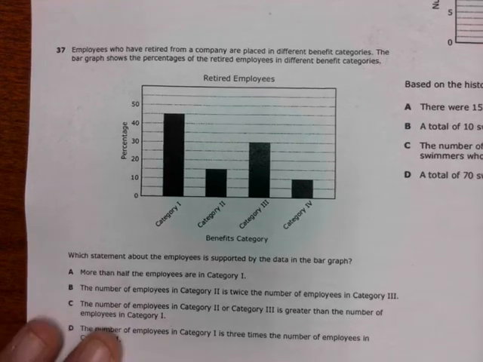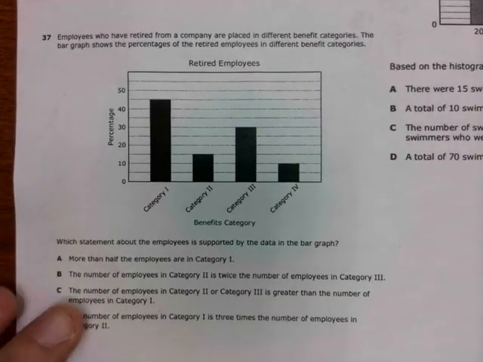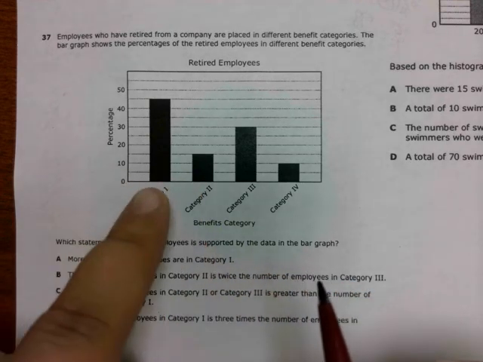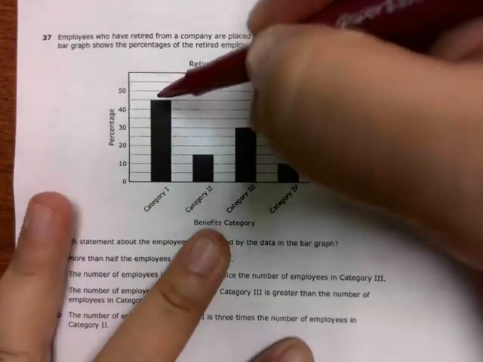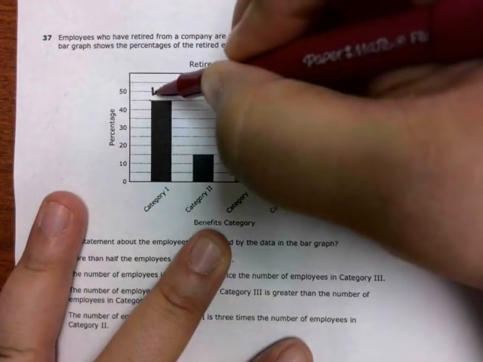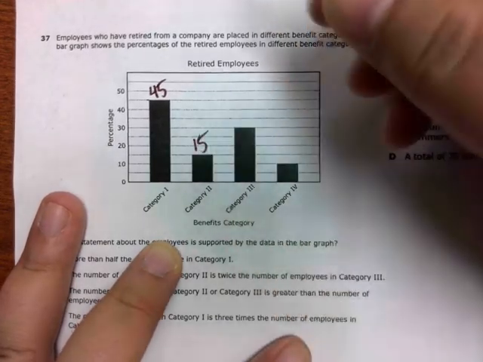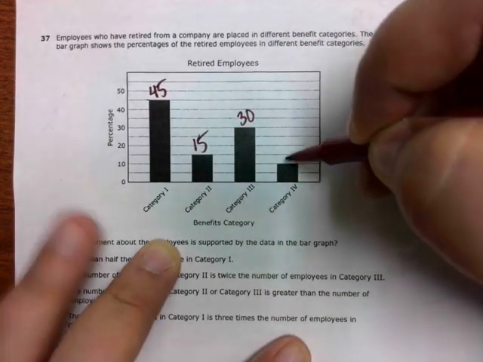All right, here we have a bar graph and then a histogram we're going to look at. It says employees who have retired from a company are placed in different benefit categories. The bar graph shows the percentages of the retired employees in different benefit categories. Which statement about the employees is supported by the data in the bar graph? All right, so the first thing I'm going to do is, I know I've got a bar graph here. I need to figure out what these numbers are. So this is between 40 and 50, so that's 45. This is between 10 and 20, so that's 15. We get 30, and then we get 10.